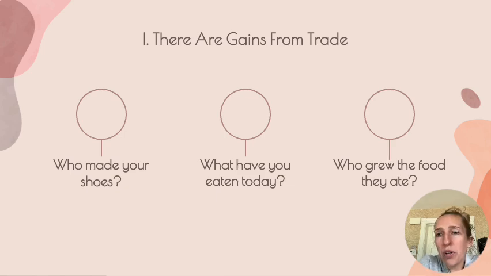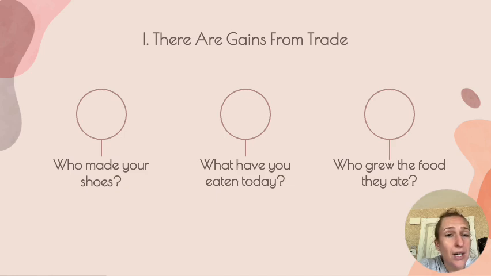So first off, when we're talking about gains from trade, this is going to be building off what we've been looking at in previous units. It's going to be looking at choices of producers. It's going to look at resource allocation as we discussed with the PPC. And so some questions you might want to think about when you're thinking of trade in general.